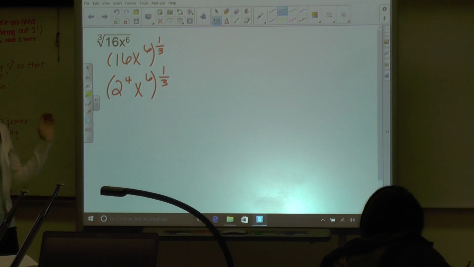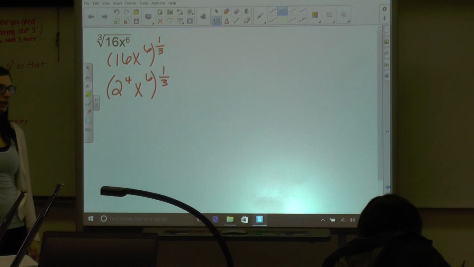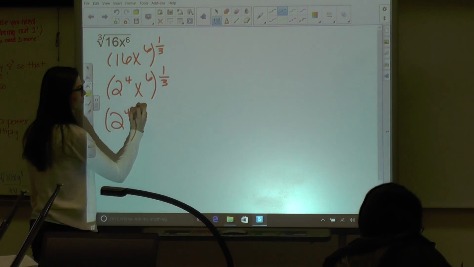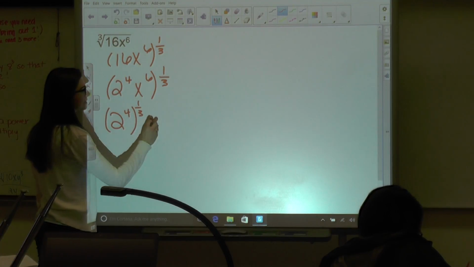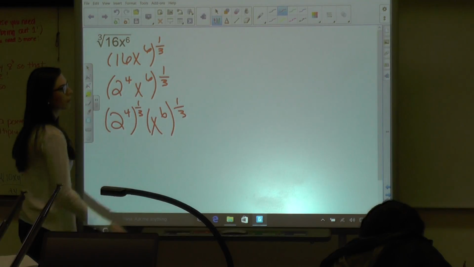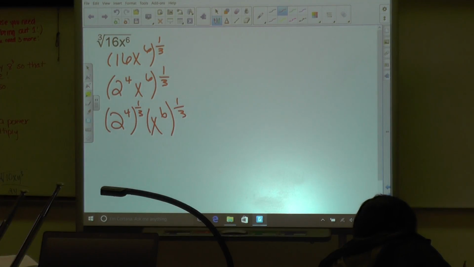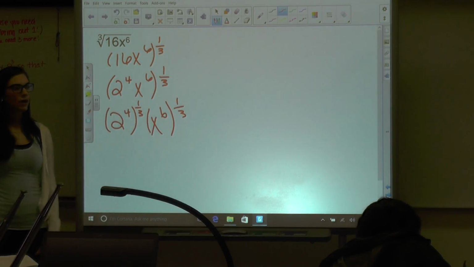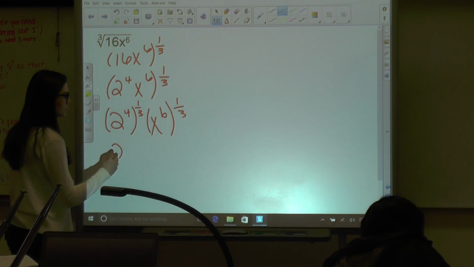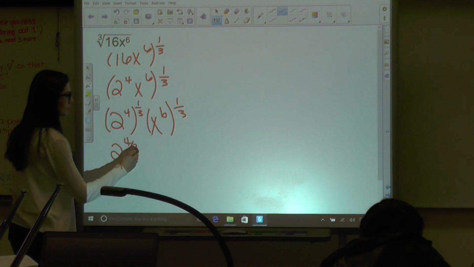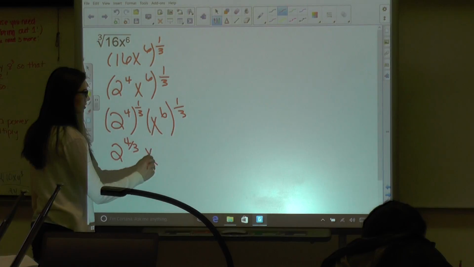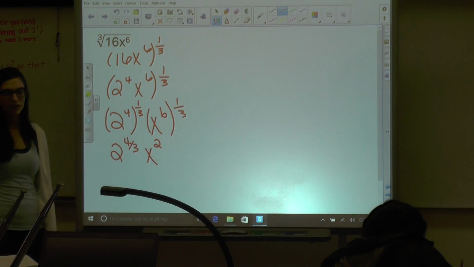Alright, so this is product to a power, so we're going to share. This is 2 to the power 4 to the power 1/3. And this is x to the power 6 to the power 1/3. Okay. Power to a power, so you do what? Multiply. So 2 to the power 4/3, and then you get x to the power of 2. 6 over 3 gives you 2.